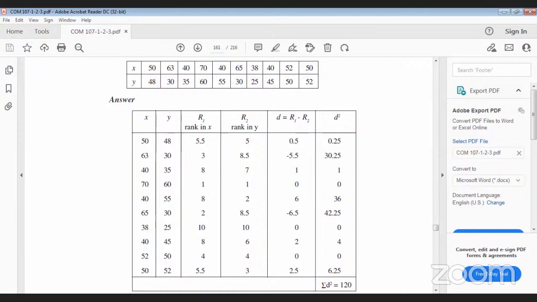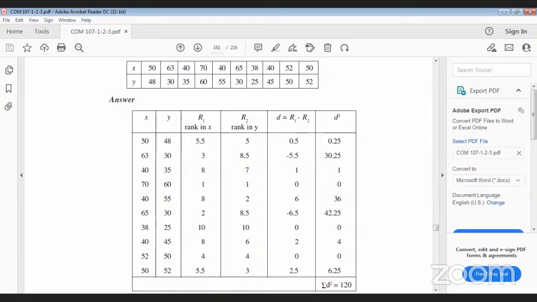Now in column number 5, D is equal to R1 minus R2. That means subtraction. 5.5 minus 5 is 0.5. Then 3 minus 8.5: we cannot subtract 8.5 from 3, but we can subtract 3 from 8.5, so it is minus 5.5. Then 8 minus 7 is equal to 1.